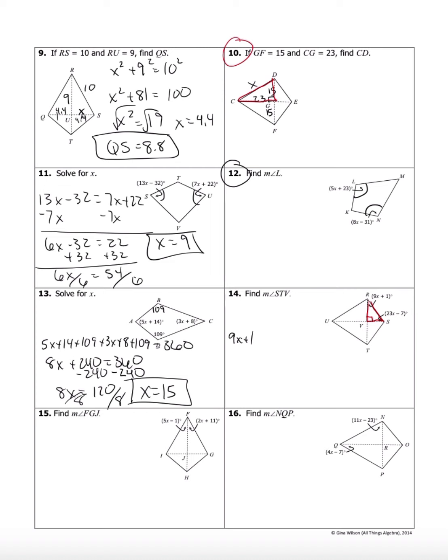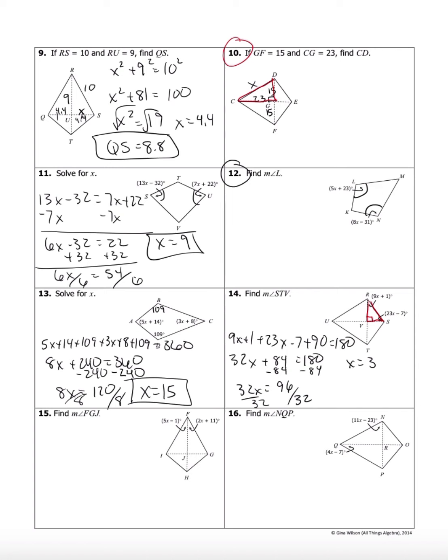9x plus 1 plus 23x minus 7 plus 90 equals 180. So that's going to be 32x plus 96 equals 180. Subtract 96. Oh, you know what? I made a mistake. Did you see it? Here it is, right here. The plus 1 minus 7 plus 90 would make 84. So then when I subtract 84 from both sides, I do get 96. And when I divide by 32, I get x equals 3.